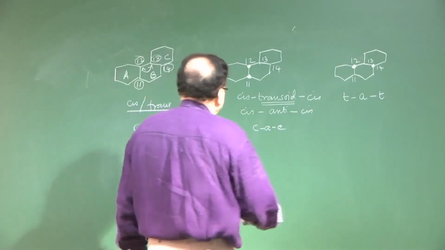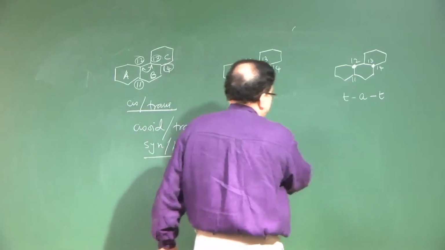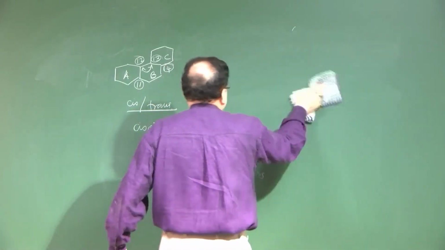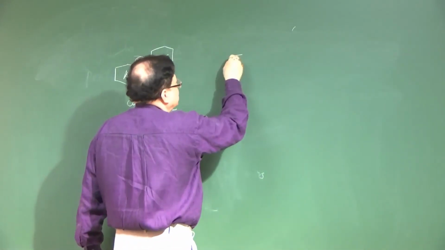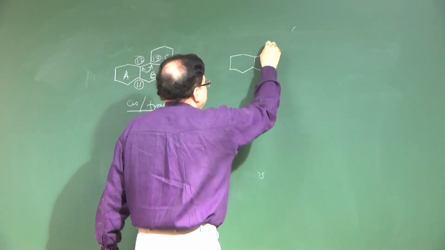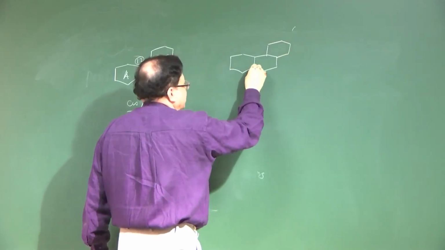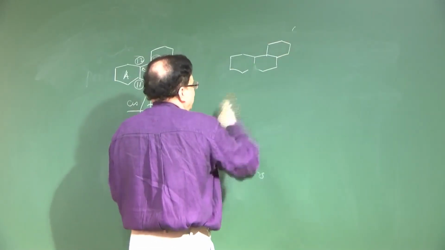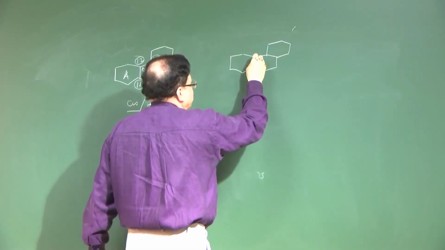So, let us try to find out how many are possible, okay. Maybe start from the very beginning. So, first let us assume that we will have an all-trans system, which I have already just drawn a few seconds back.